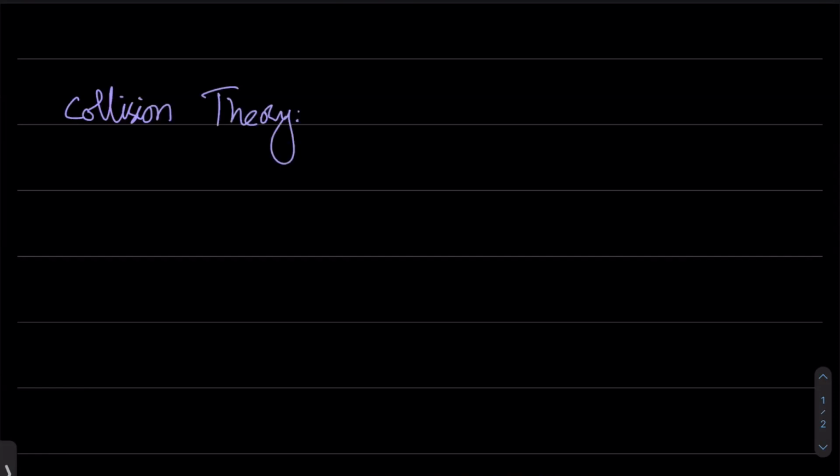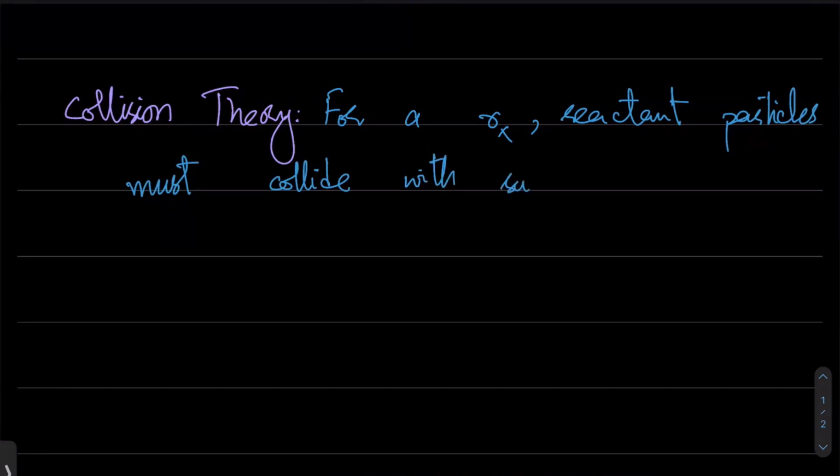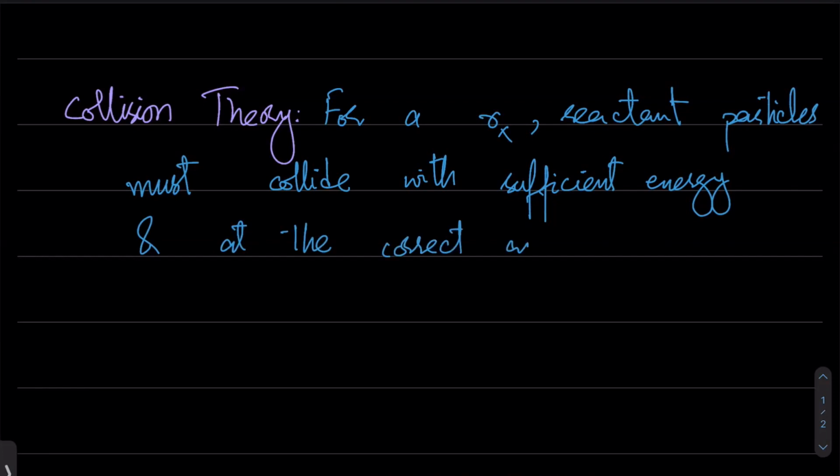that, first of all, particles have to collide for any reaction to happen. Okay. So, there are two requirements for this. First of all, it says for a reaction, reactant particles must collide with sufficient energy and at the correct angles. Or a better word for this would be correct orientation. So if I want particles to react, they must collide with the correct orientation.